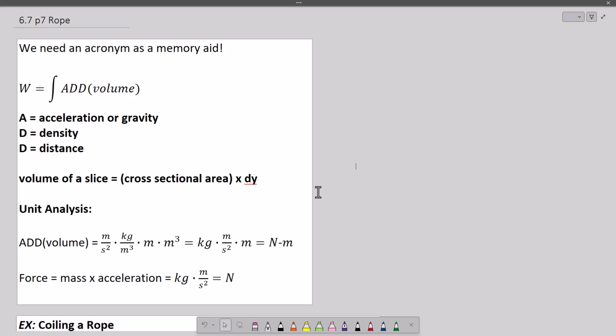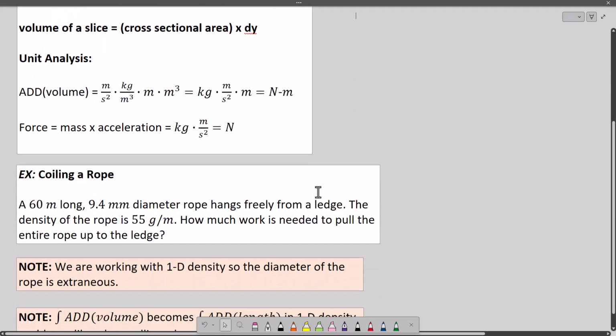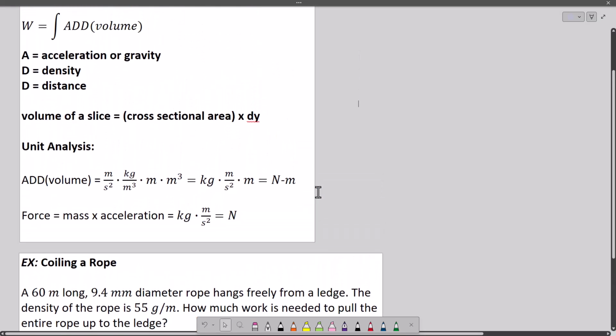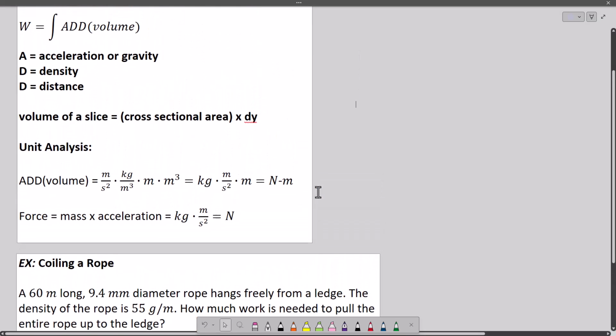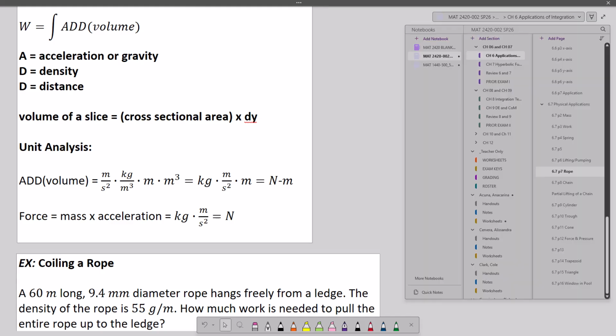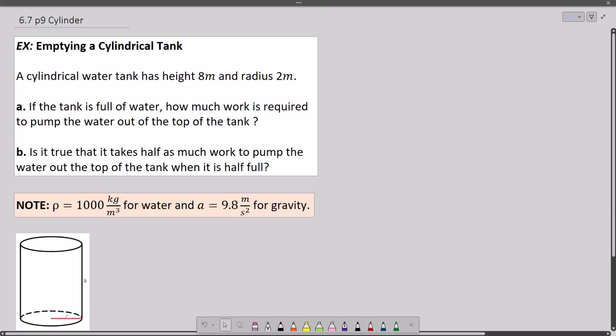All right? Now, the book does the one-dimensional case before it does the three-dimensional case. I'm going to jump to the three-dimensional case first because that's what the formula is based on, and it's a little easier to conceptualize the three-dimensional case than the one-dimensional case, actually. So I'm going to jump to the three-dimensional case, then we'll come back and we'll do the chain and the rope. So we're going to jump to the cylinder. This is the easiest one.